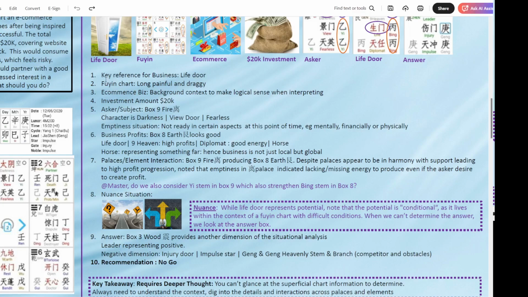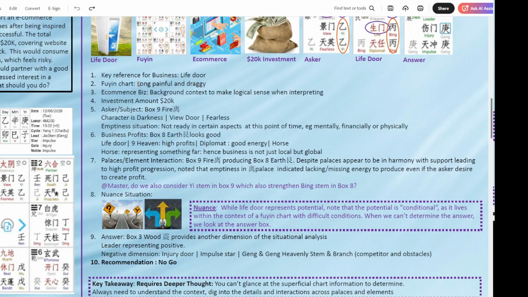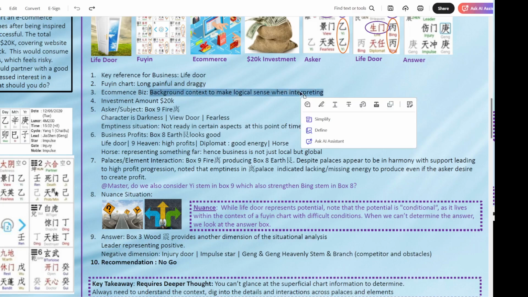The next thing we need to know, as we take a look at the overall chart, is that it is a Fu Yin, and what does it mean? Long, painful, and draggy. So for e-commerce, we try to understand the background. It's an e-commerce business, so we don't have to pay rental and all these things. And the initial startup amount is 20K.